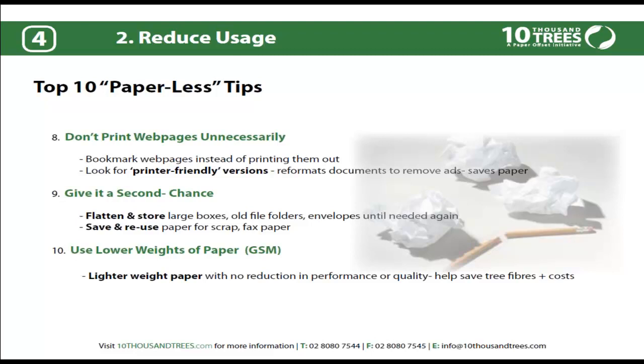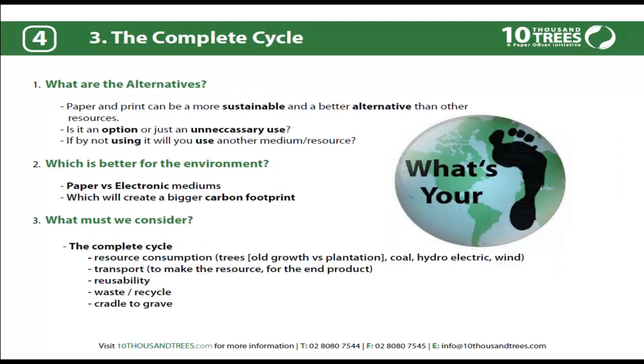Now, when we look at reducing paper, we have to look at the complete cycle. What are the alternatives? What I'm trying to say is that a lot of the 10 tips are about unnecessary use, and we should reduce the unnecessary use of paper. But if I'm going to use some other medium instead of paper, then you have to think, is that other medium going to be more effective or more environmentally friendly?